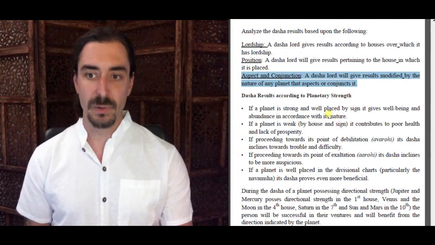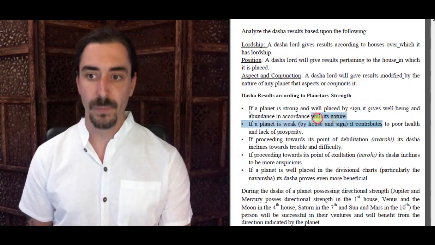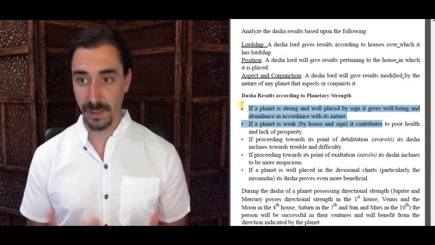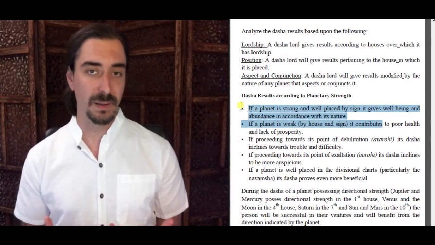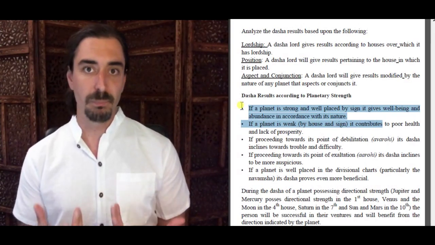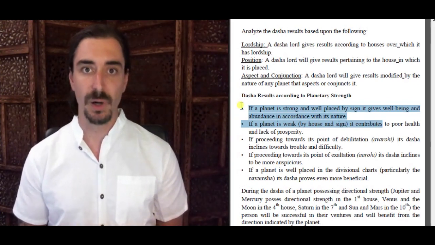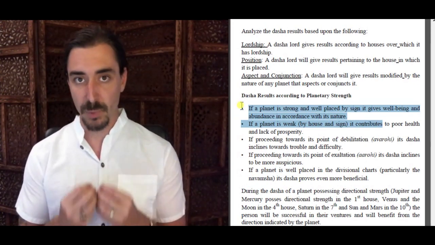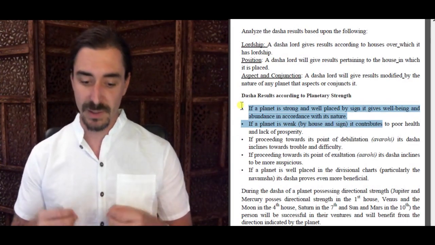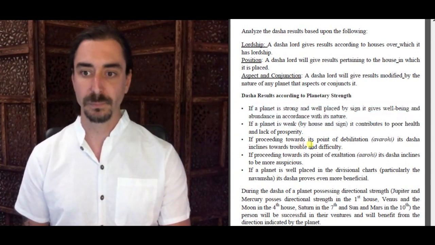Now, if we look at Dasha results according to planetary strength, when will a planet work better? Well, if a planet is strong and well placed by sign, so it's in a friend sign, it usually gives well-being and abundance in accord with that particular planet. Mercury, placed in the sign of the Sun or Venus, Leo or Libra or Taurus, in relationship to those things Mercury rules, will do much better in a friend's sign, because a friend's house will support it. Again, this does tie back to Lajatati Avashtas.